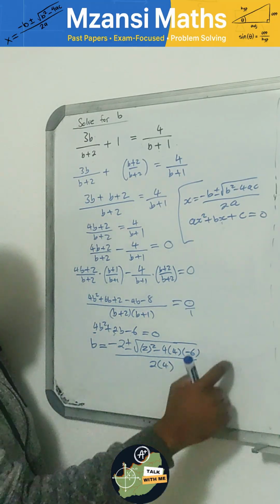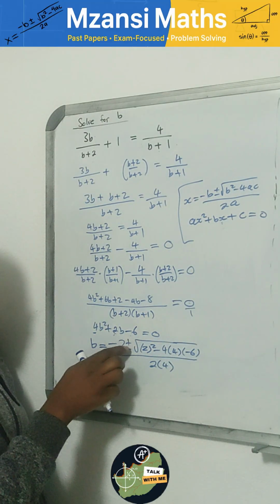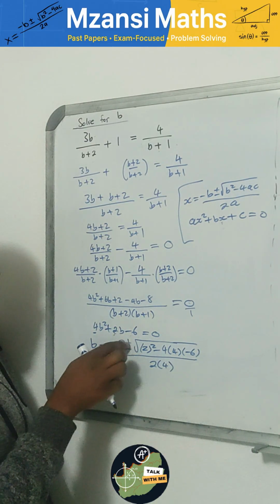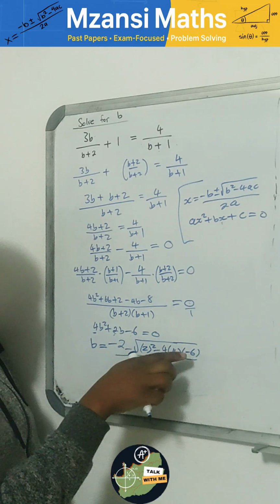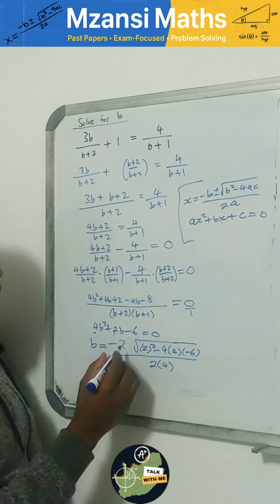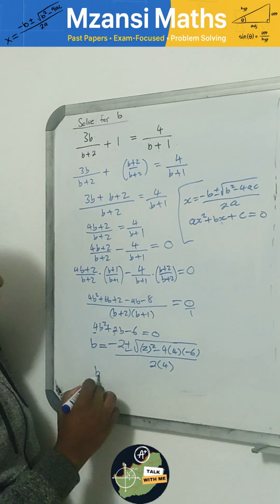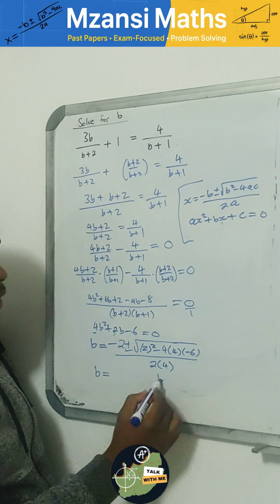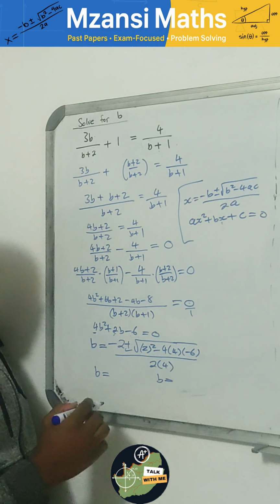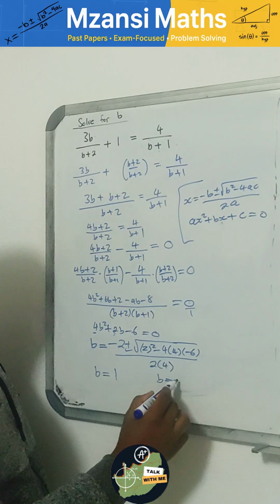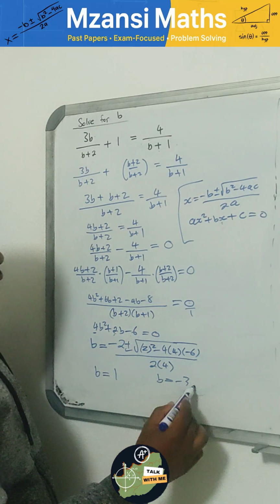And then if you punch this in your calculator, first you get your answer with the minus, and then you remove the minus, you put a plus, you get your answer. At the end, you get that b is equals to, I think, b is equals to 1 and b is equals to minus 3 over 2.